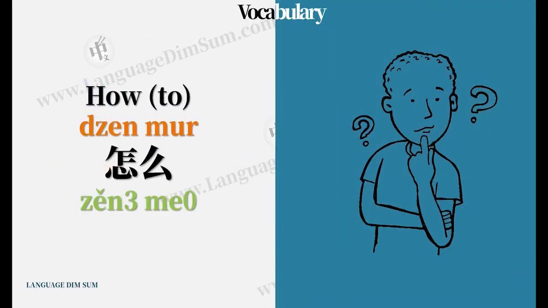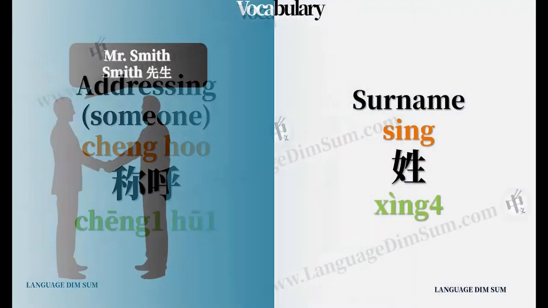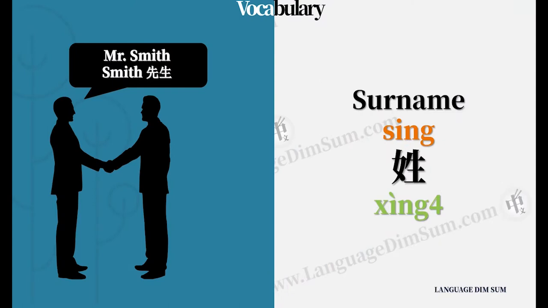How to? 怎么? Addressing someone. 称呼, addressing someone. Surname. 姓, surname.